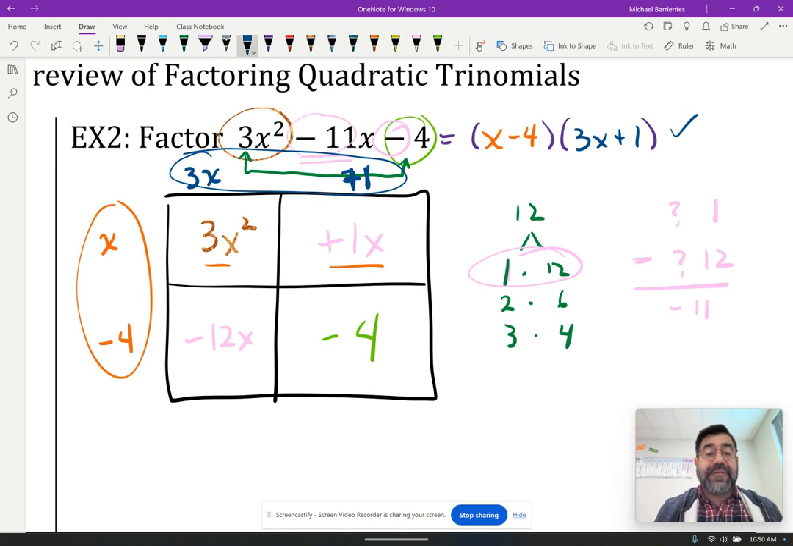This is my factor version. Factors are things that multiply to give me a value. In this case, these two parentheses, x minus 4 and 3x plus 1, when I multiply them, will give me this answer of 3x squared minus 11x minus 4. Because they're equivalent, that means I can check them on my calculator to see if I'm doing things right.